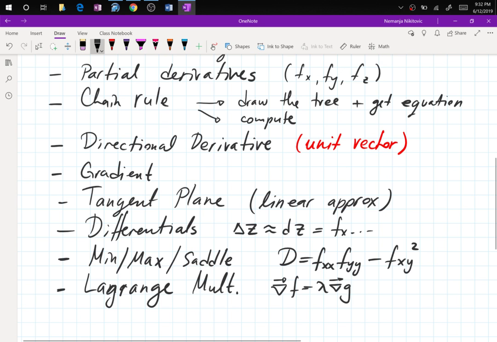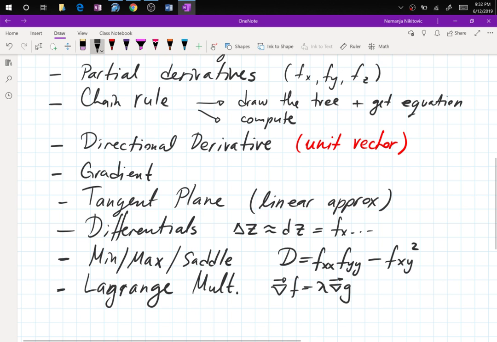Why can we switch? If it's a maximum point, it's a maximum going this way and a maximum going that way, right? Because it's the top of the hill. The only time that wouldn't happen is if it was a saddle. In that case, D would be negative, so you don't have to worry about fxx and fyy.